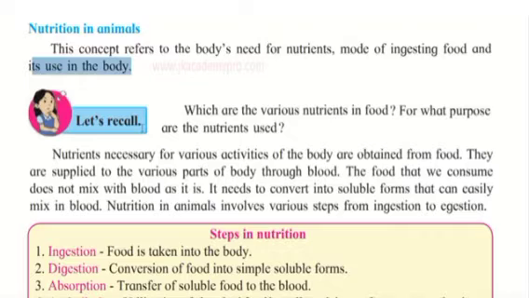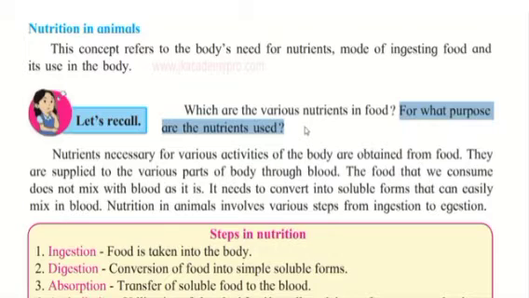Now, do you all recall, children, which are the various nutrients of food? Do you remember? Yes, there are six main nutrients in our food, and they are carbohydrates, fats, proteins, fiber, vitamins, and minerals. And now, do you all recall for what purpose the nutrients are used? Yes, we just did it in the earlier part of the video. It's on the first page of this particular lesson. That is the need for nutrition.